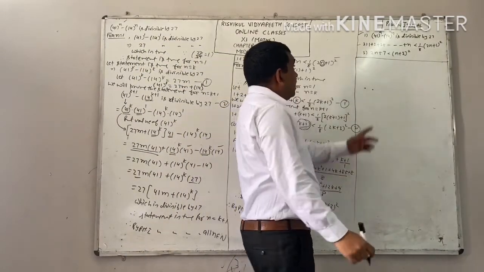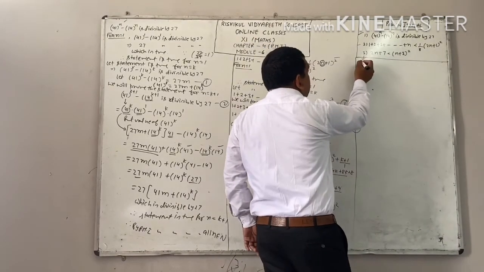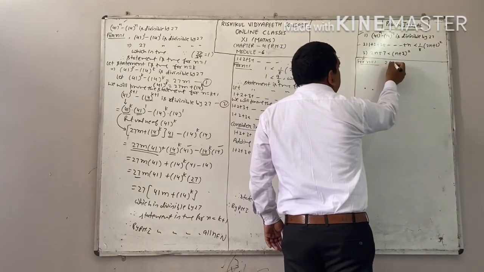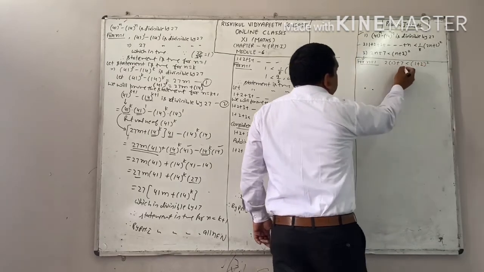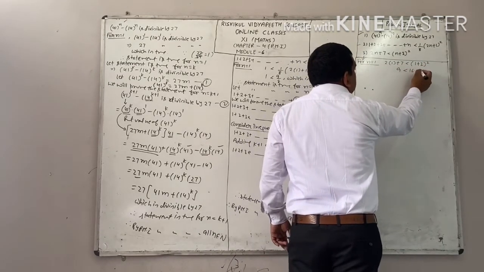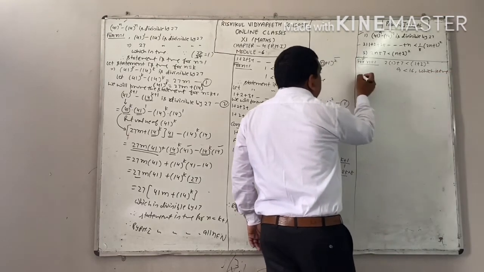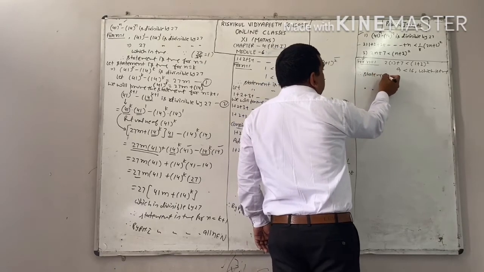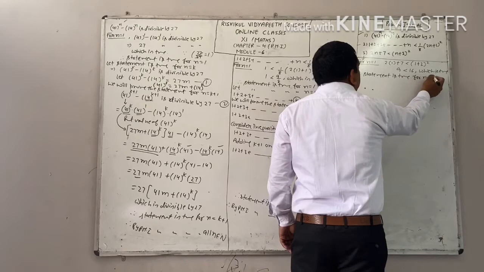2n plus 7 less than n plus 3 whole square. First step, for n equal to 1, you will get 2 into 1 plus 7 less than 1 plus 3 whole square. This is your 9 less than 16, which is true. Therefore you can say the statement is true for n equal to 1.